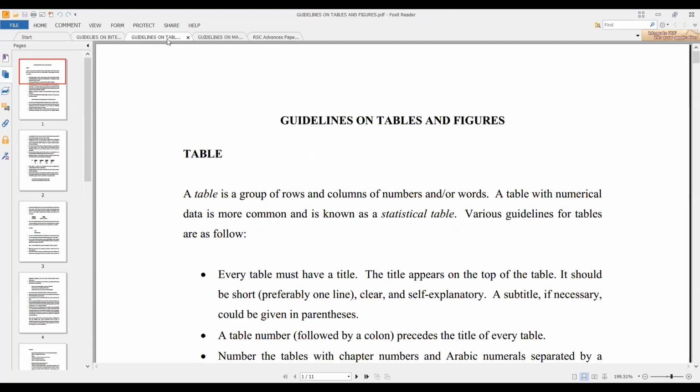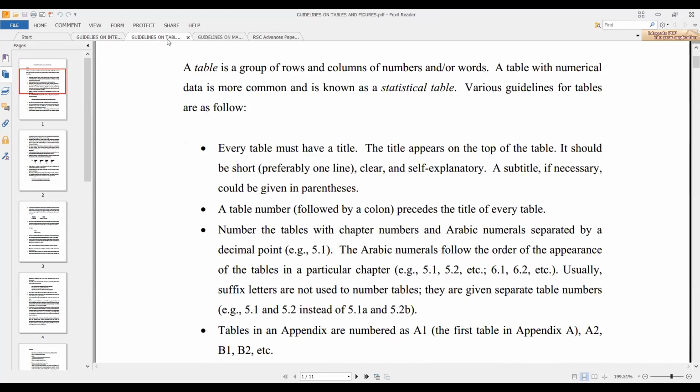Guidelines on tables and figures. You can note it down. Every table must have a title. The title appears on the top of the table. It should be short, preferably one line. Clear, it should be self-explanatory. You can give a subtitle if at all it is required, right? Or you can use parenthesis.